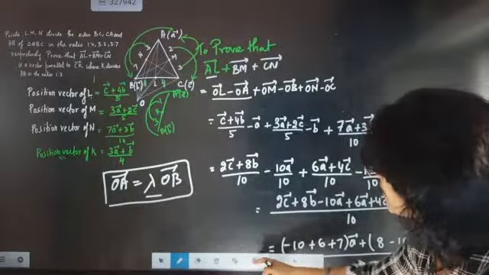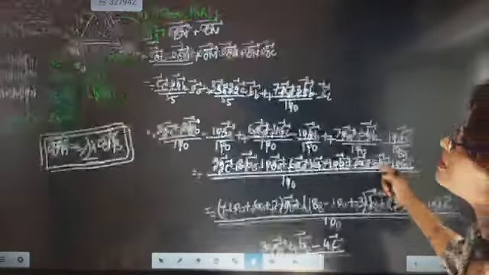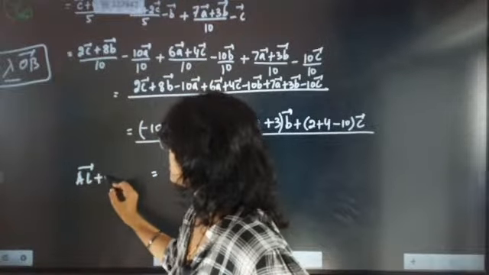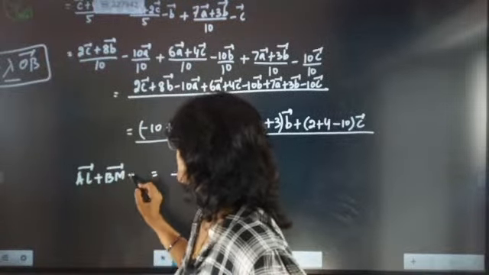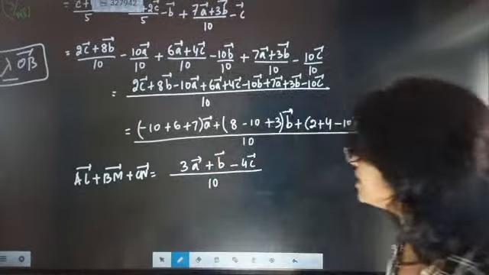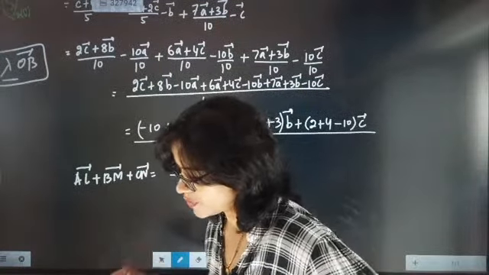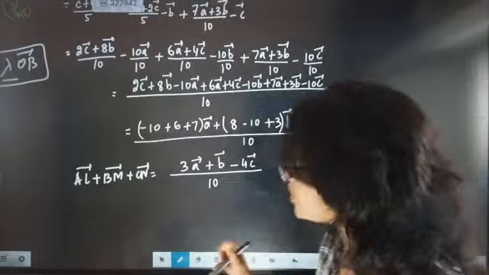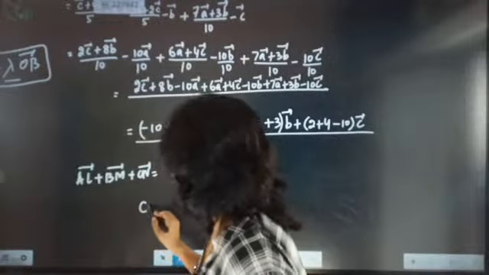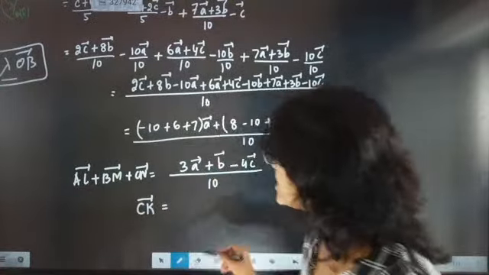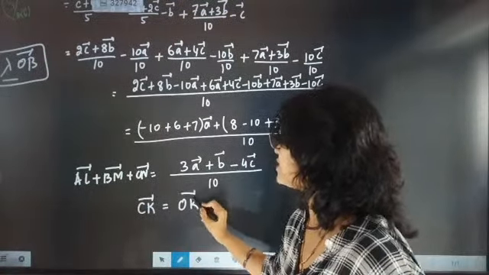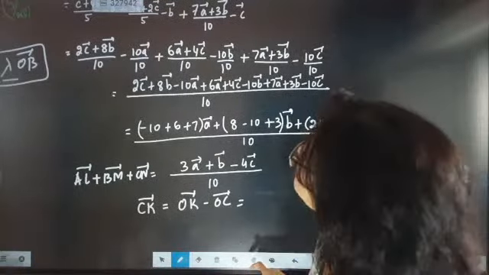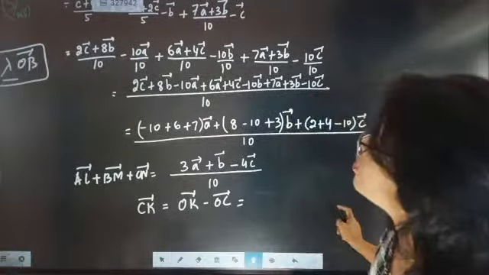So right now, after solving AL vector plus BM vector plus CN vector, we got this much, fine. Now CK vector. In the question, what is exactly given to you? It is coming as CK vector. So how to write CK vector? CK vector will become OK vector minus OC. So what is OK vector? Now we are going to check what OK vector is.